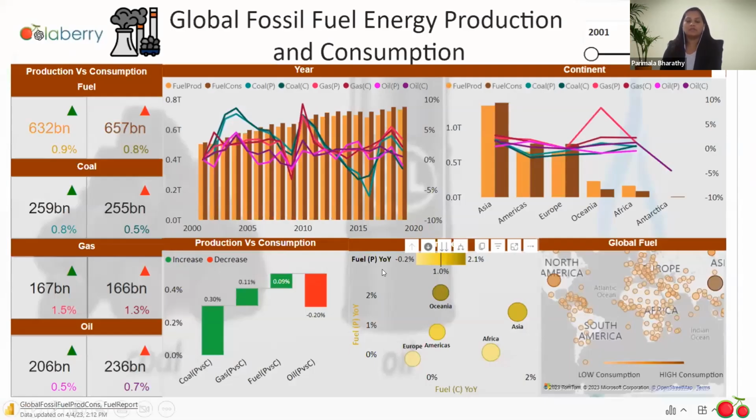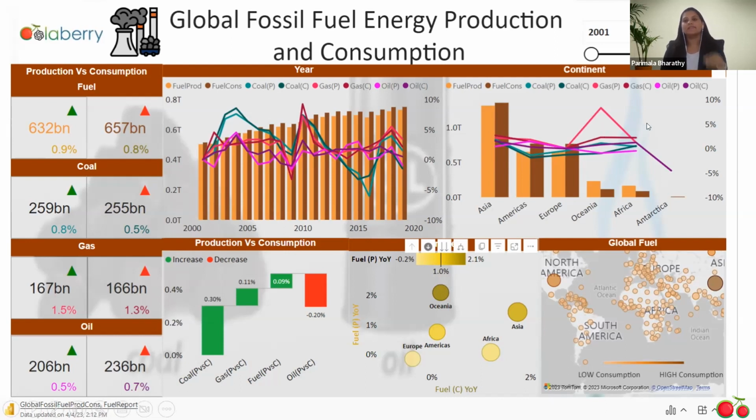This is the Power BI dashboard that I have created for my project. I have taken the years from 2001 to 2019, and I have used a slicer for it. My first chart is a line and clustered column chart, which represents average fuel production and average fuel consumption in the bars. The light colored lines represent the production year-over-year values of coal, gas, and oil, and the dark colored lines represent the consumption year-over-year values for coal, gas, and oil. And this is categorized by year.